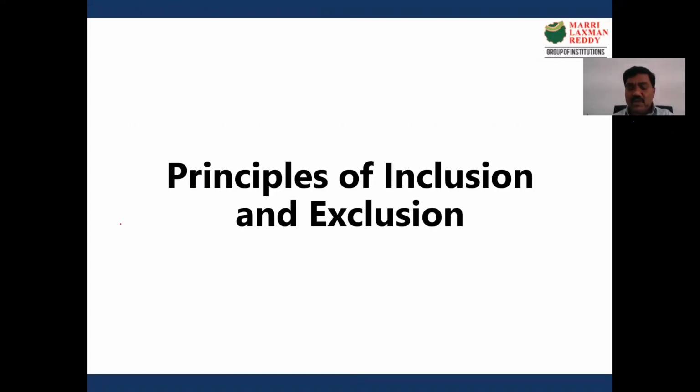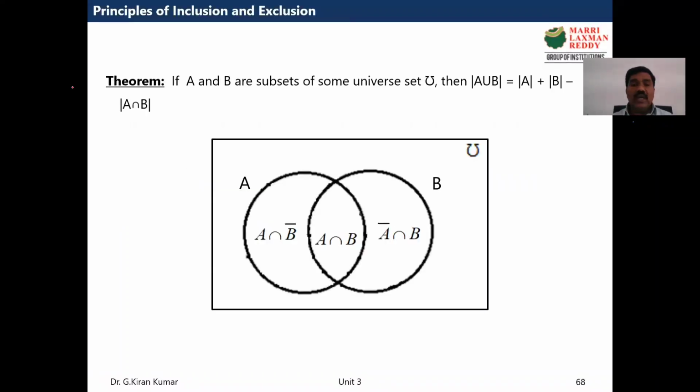This topic also you would have studied in the school days. This is the principle for two sets. If A and B are subsets of the universal set mu, then the number of elements in A union B, mod A union B, is equal to the number of elements in A plus the number of elements in B minus the number of elements in A intersection B.